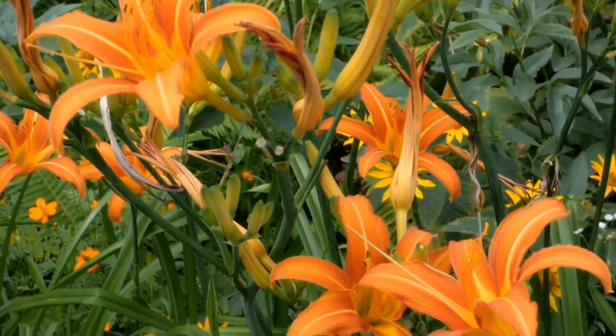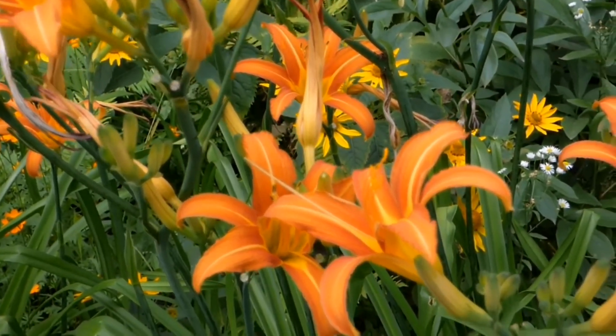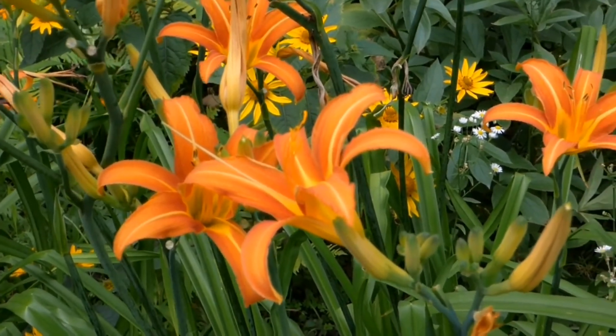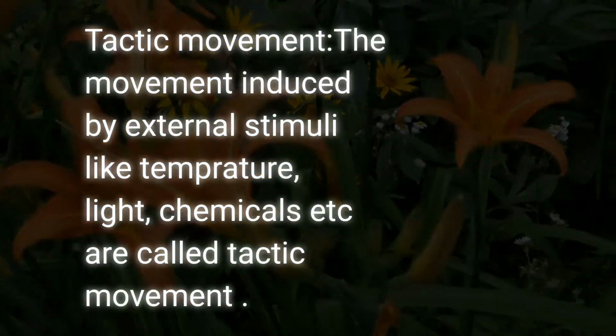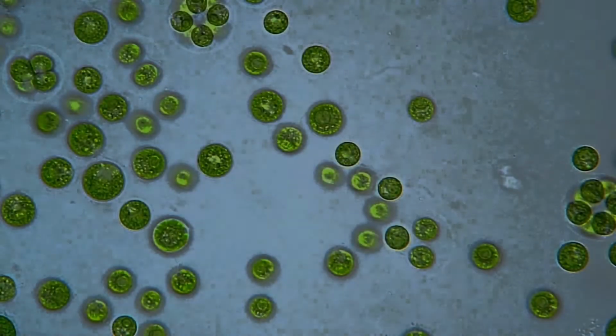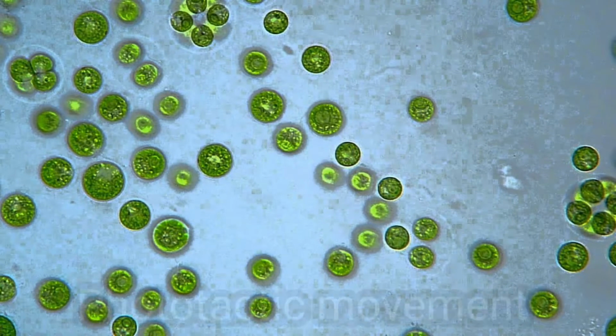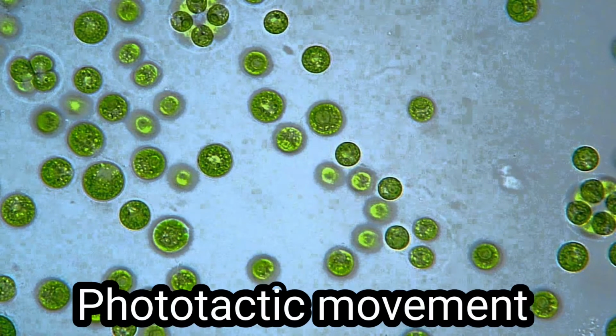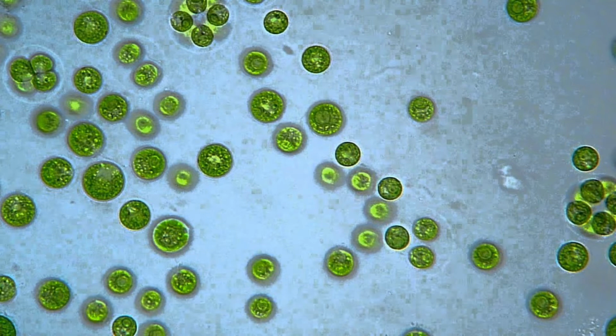So, types of plant movement. Plant movements are classified into three categories: tactic, tropic, and nastic. So, let's discuss about them. So, tactic movement is a plant movement induced by external stimuli like temperature, light, chemical, etc. And let's discuss about one type of tactic movement, that is phototactic movement. So the plant movement induced by light is called phototactic movement, and photo is derived from the word photos, meaning light. In the name only it suggests phototactic movement. That means it is a movement induced by light.